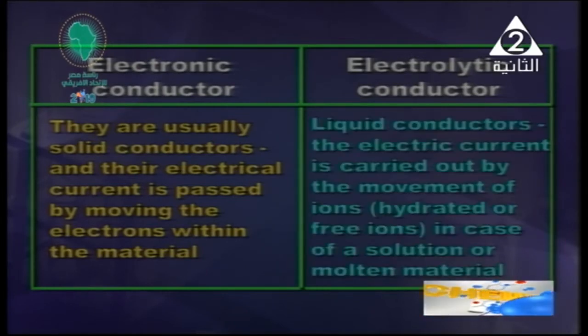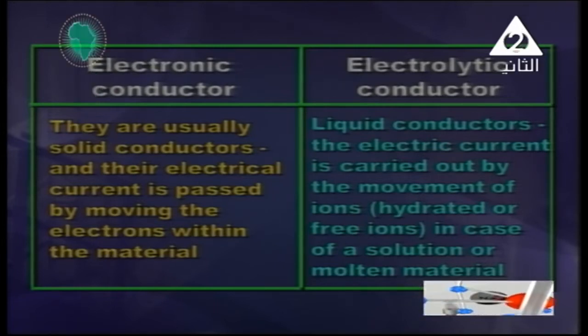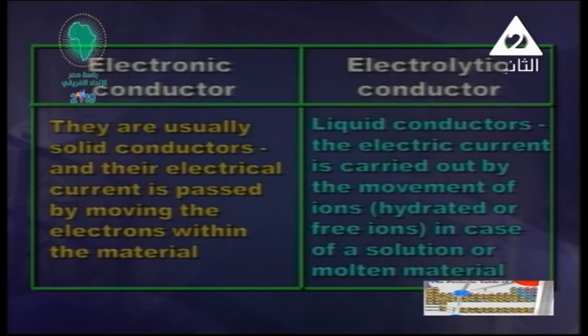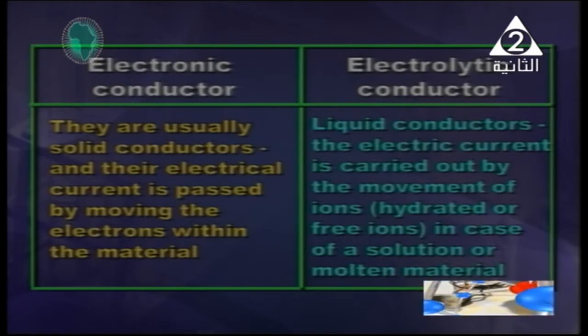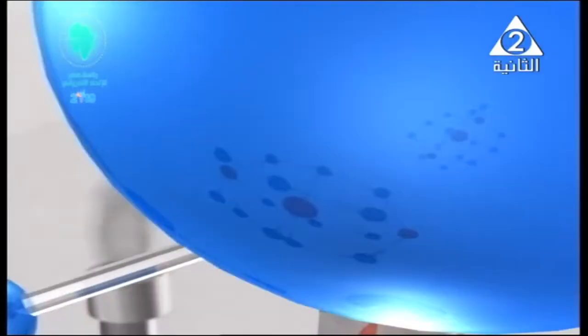The other type is the electrolytic conductor. What about electrolytic conductors? They are liquid conductors, and the electric current is carried by the movement of ions. The ions are 2 types, hydrated or free. In case of a solution, ions are hydrated, while in a molten material, they are free ions.